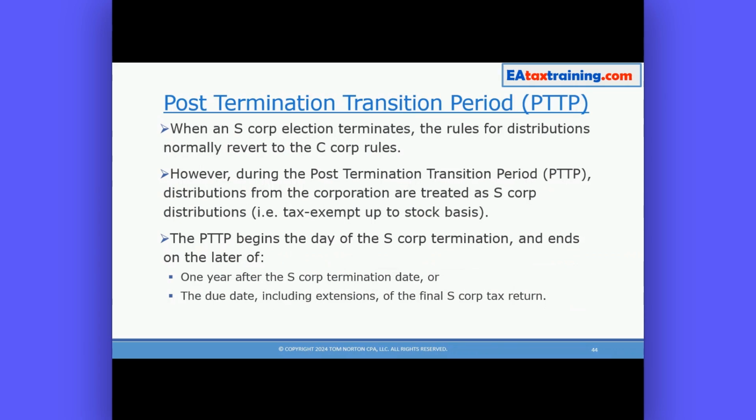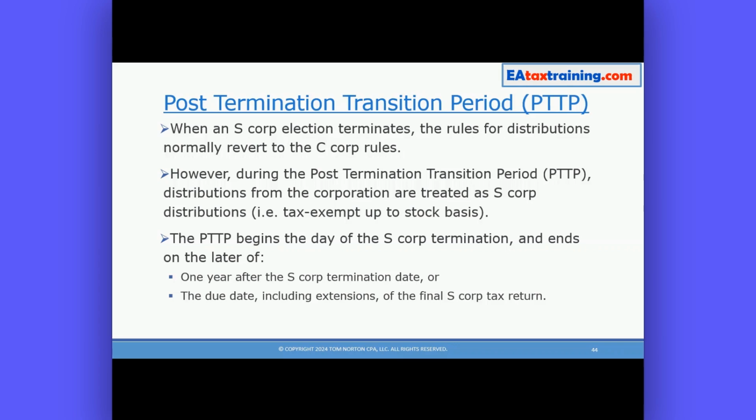So what they're saying here is that, okay, technically you're no longer an S Corp, but we understand that you used to be an S Corp and you just now terminated your S Corp election. So we're going to give you this transition period where even though you're technically now a C Corp, we're going to let you treat those distributions as if you were still an S Corp, which means they're going to be tax-free up to the amount of your basis in the stock of the corporation.